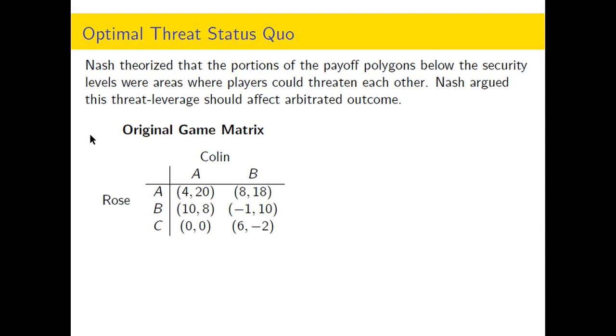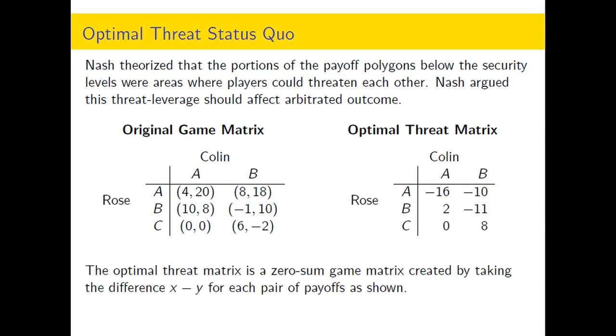So Nash calculated an optimal threat matrix by simply taking the difference of the x and y values. So you take 4 minus 20 to get negative 16, and 6 minus negative 2 will give you 8. So there's a couple examples, and you can see how the optimal threat matrix works. Now, who's the maximizing player? A strongly negative outcome means this is a place where Colin can threaten, right? Rose's value is much, much less than Colin's, so Colin loves playing A, Rose not so much.